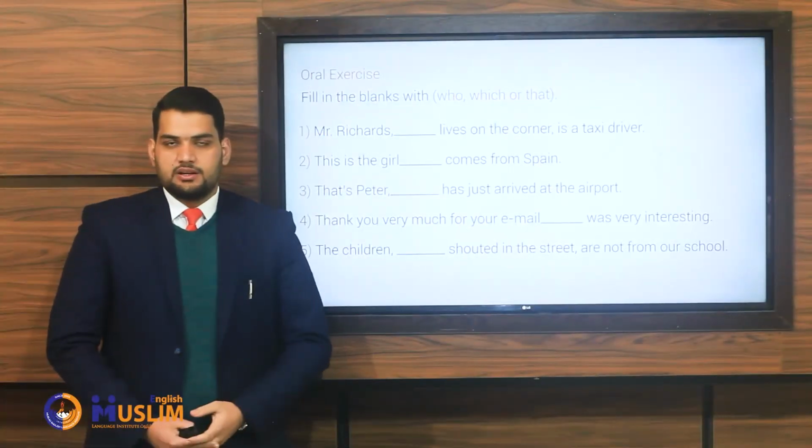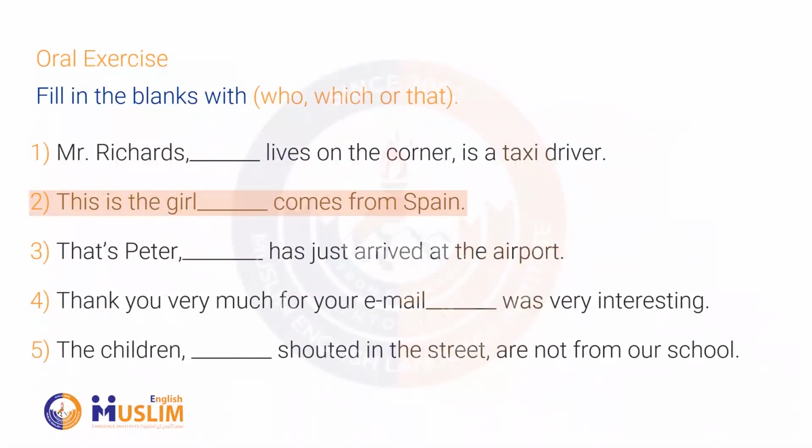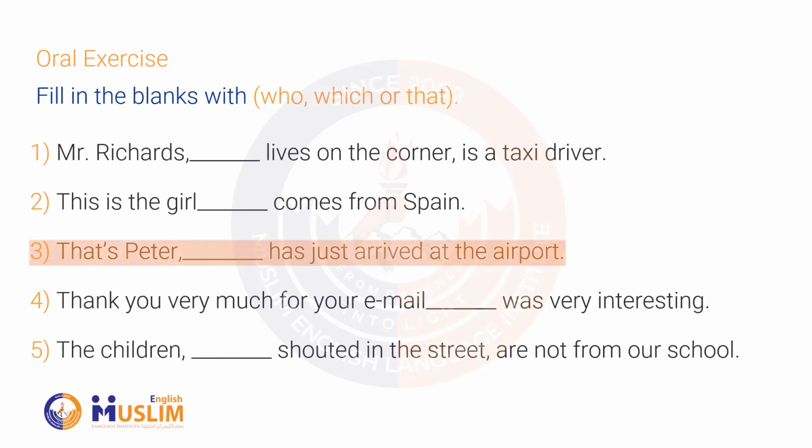Alright, so now let's talk about the answers. Number 2, this is the girl who or that comes from Spain. That is Peter, who has just arrived at the airport. Thank you very much for your email, which was very interesting. And the children who shouted in the street are not from our school.